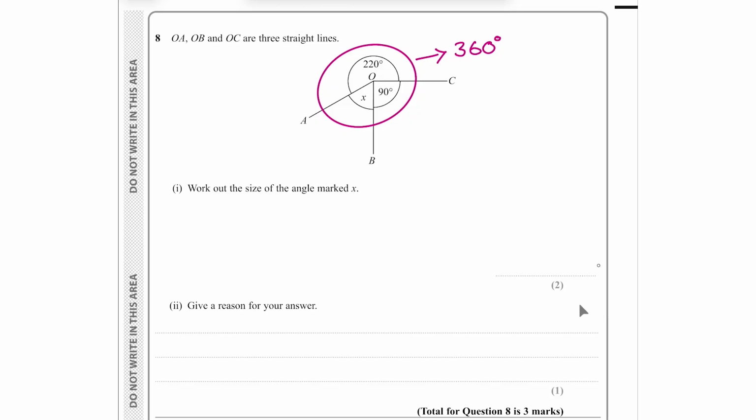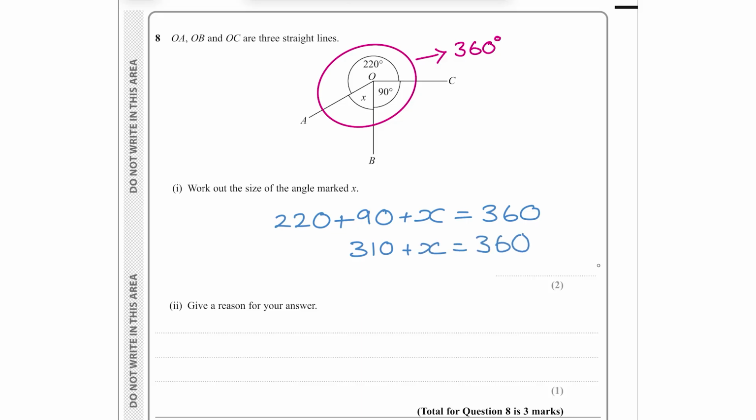It's a 2-mark question, so they do want the working out. So if you can try and lay it out like an equation, it's the best way to do it. So you would do 220 plus 90 plus X equals 360. Now evaluate it like a proper equation. So 220 plus 90, that's going to give you 310 plus X equals 360. Oh, let's move this over so we're not near the answer box.